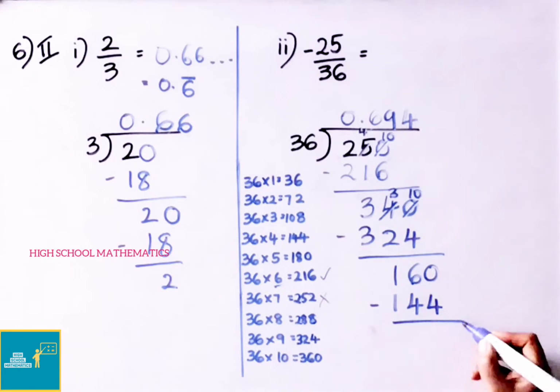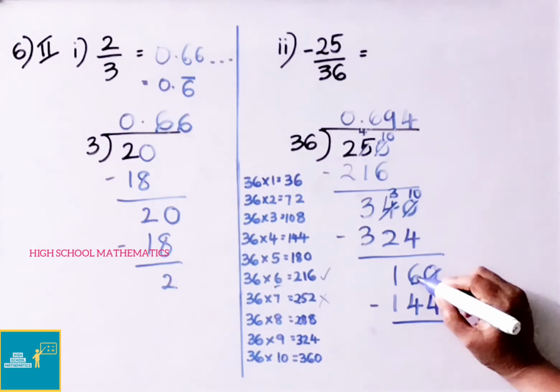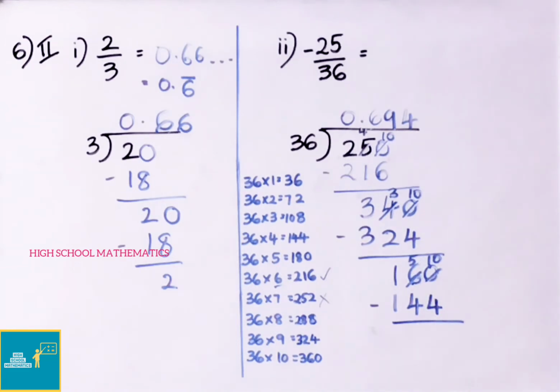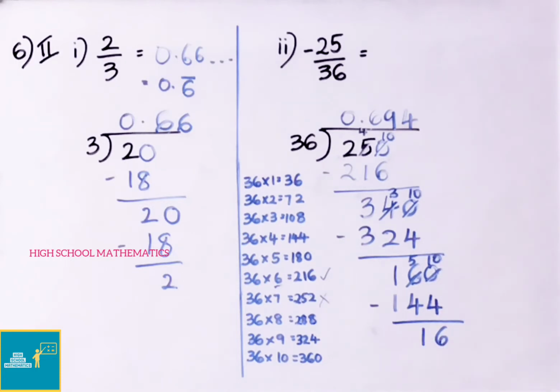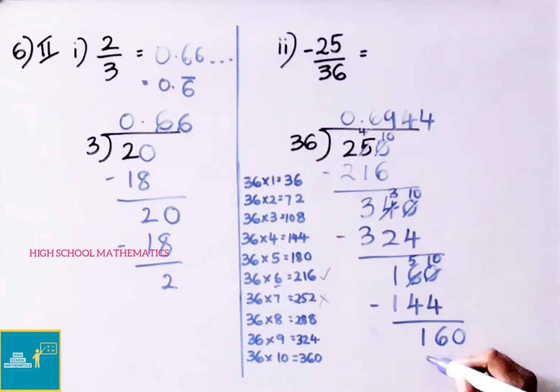Now we have to do subtraction. From 0 again we can't subtract 4. Now we have to borrow. So from 6 we are borrowing, this 0 becomes 10 and this 6 becomes 5. Now 10 minus 4, 6. 5 minus 4, 1. We got 16 as the remainder. So this 16 is less than 36 and as we have a decimal, keep a 0 here. Again 36 4s are 144. When we do subtraction we will get 16.